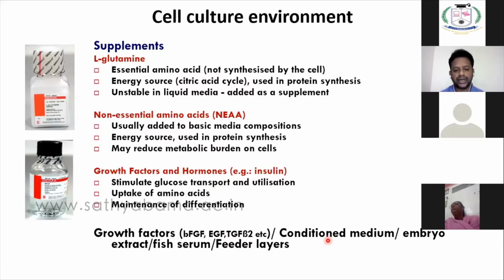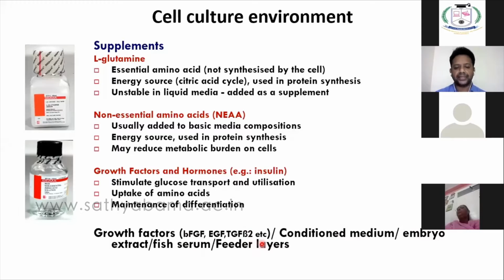So this is one of the supplements we can provide for the primary cells to get a cell line. Then we can also use the embryo extract. For example, if you are using fish, you can grind the embryos, like 1 ml per 1 embryo, something like that. That extract you can add as a media supplement. That will also help the cells to grow continuously. Instead of fetal bovine serum, you could also use the fish serum directly.